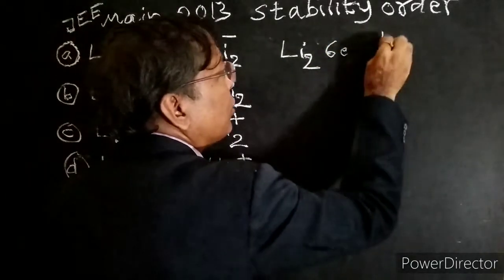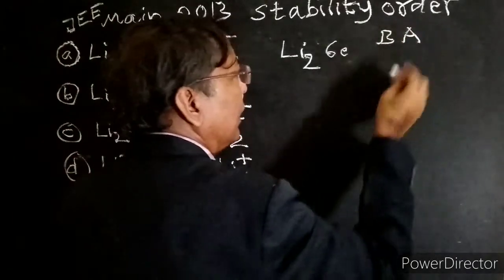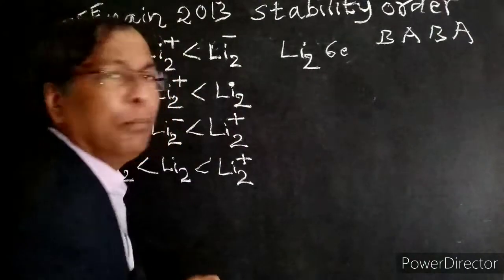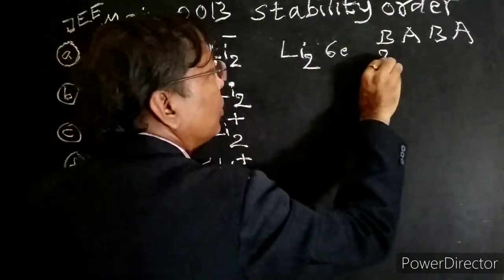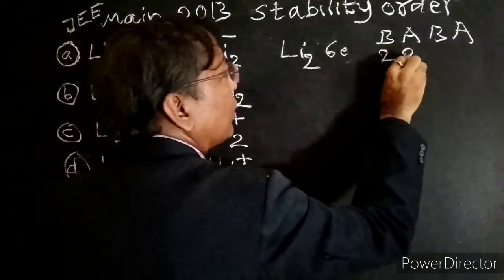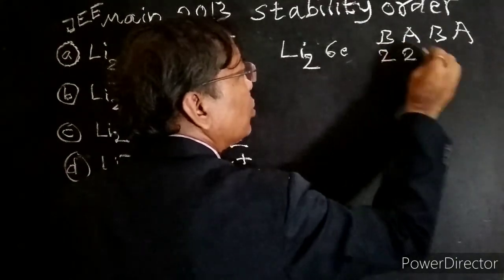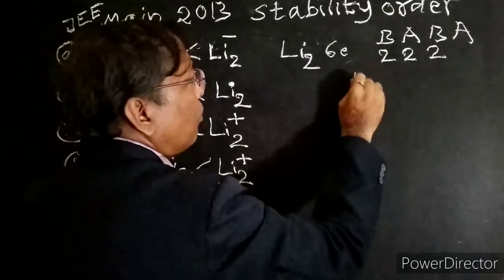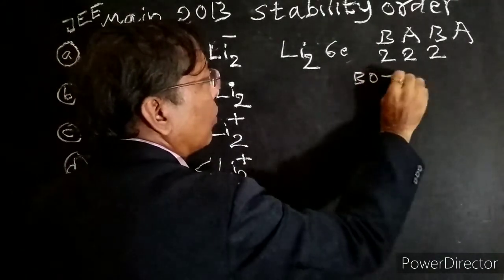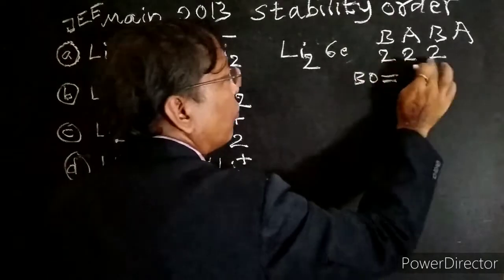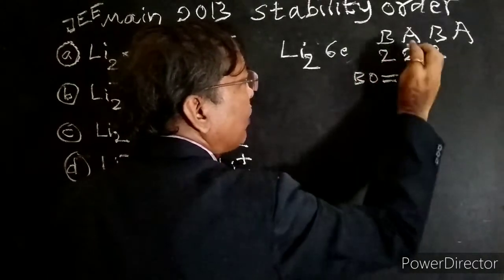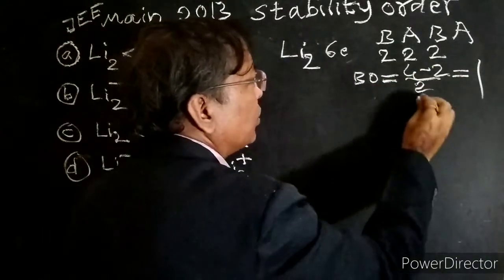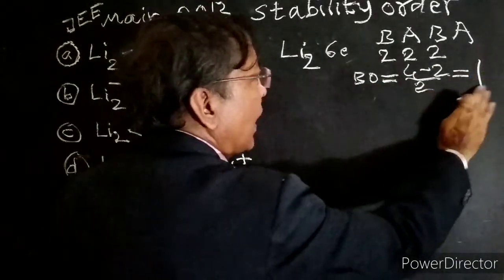Now, let us distribute the electrons in this BA formula. 2 electrons enter into bonding and 2 electrons enter into anti-bonding and the 2 electrons remaining enter into bonding. Now, the formula: bond order equals the number of bonding electrons 4 minus the number of anti-bonding electrons 2, divided by 2. Bond order equals 4 minus 2 divided by 2, that is equal to 1.